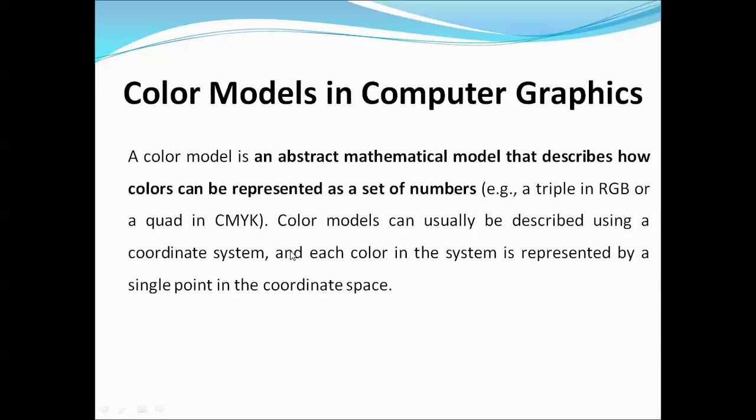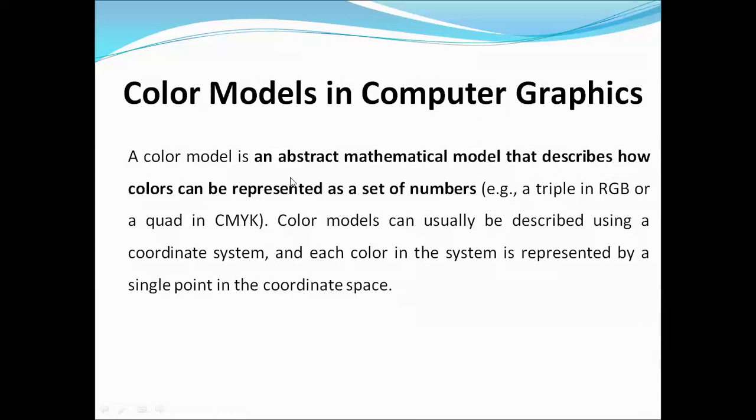A color model is nothing but a hierarchical system in which we can create every color by using RGB, that is red, green, and blue, and CMY, and also the K, that is cyan, magenta, yellow, and black. By using these RGB and CMY models only, we are creating every color in computer graphics.